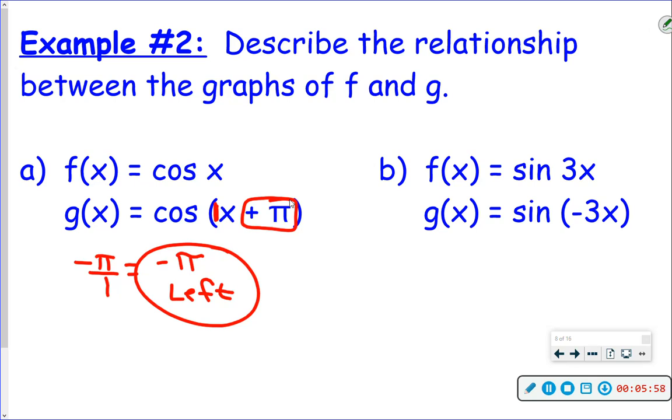Okay, from f to g on letter B, I see they put the negative in front of it. The negative is always a reflection. If the negative is on the coefficient of x, it reflects over the y-axis. So we have to specify which axis we are reflecting over. If the negative was in the front of the sine, that would reflect over x. I'm going to draw it, but I'm going to quickly erase it so we don't throw you off.